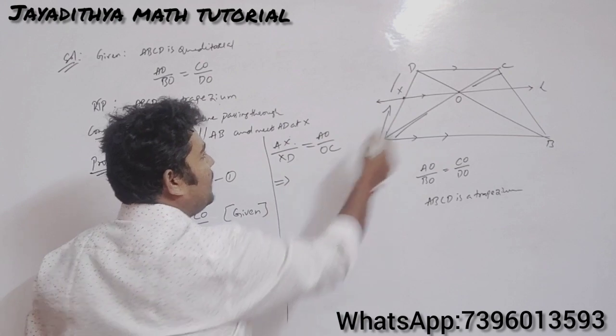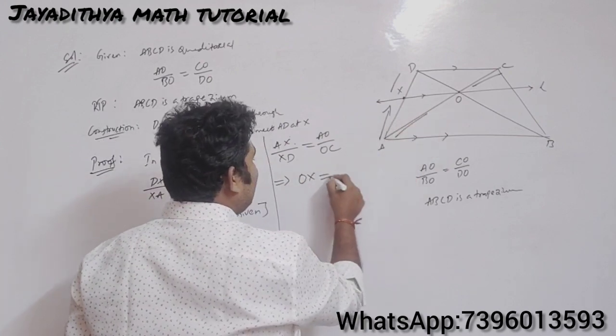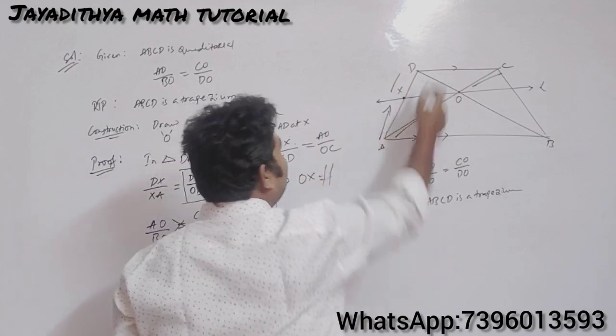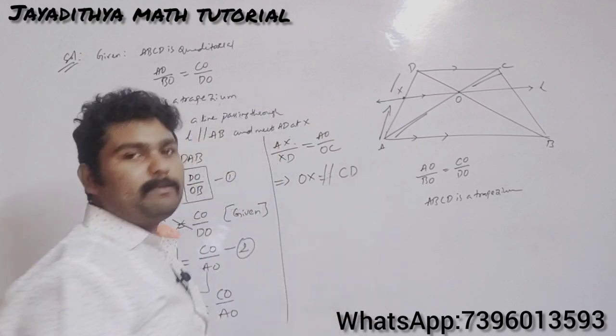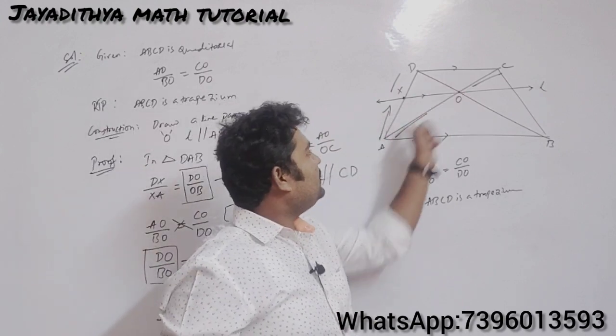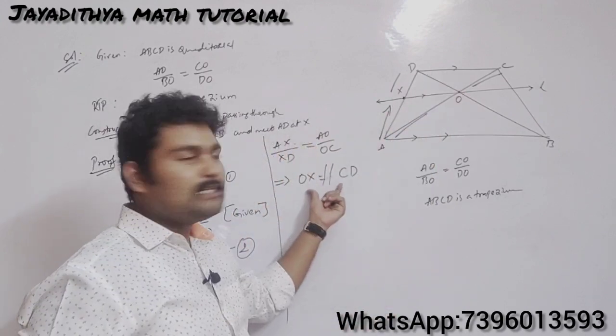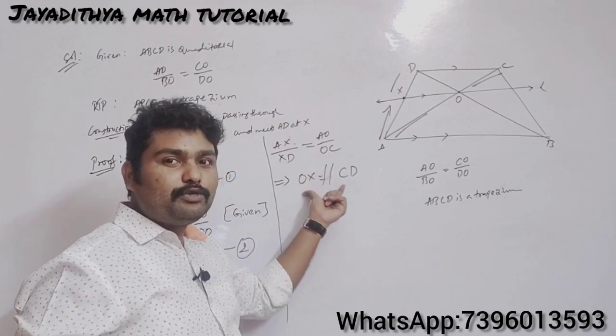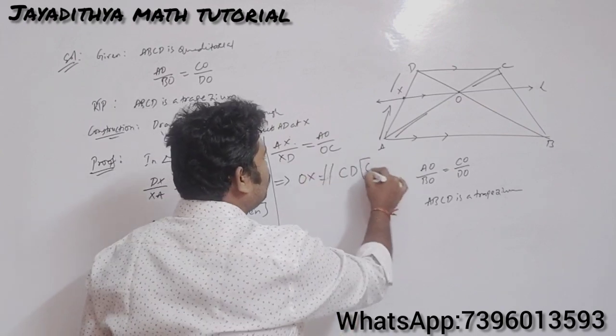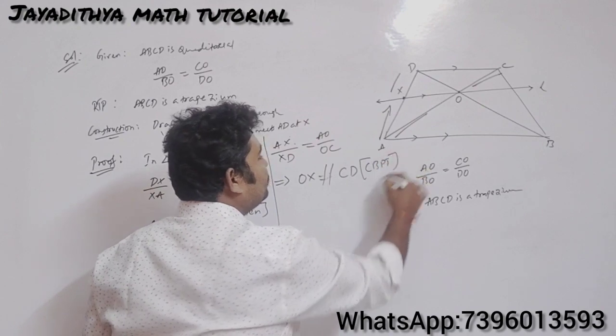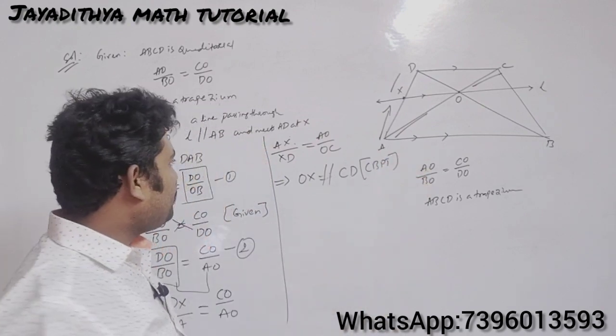This implies I can say that OX is the line parallel to CD. Only if the lines are parallel, then the ratios will be equal. So how have you written this one? I am starting with the ratio and I am coming to the parallel lines. Therefore, this becomes the converse of the basic proportionality theorem.